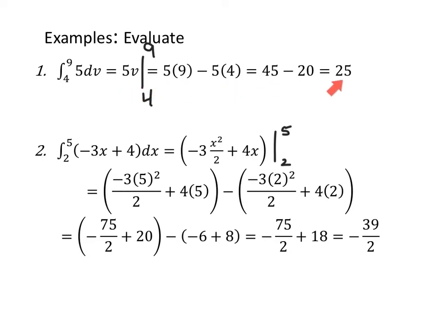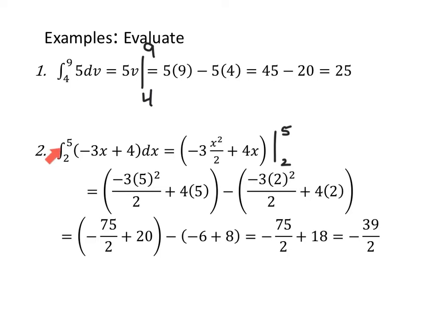45 minus 20 gives us 25. So the area under the curve, y equals 5, from v equals 4 to v equals 9, well, that's a distance of 5. That's a height of 5. It is a rectangle. It's an area of 25. Absolutely. So our antiderivative process works with the geometric formulas we saw in the last section.